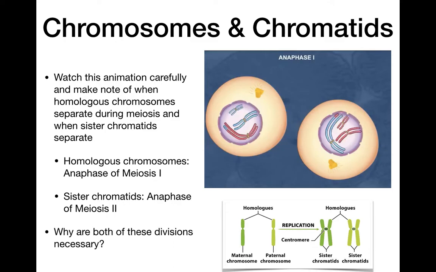Why do we have to divide twice? Why do we have to divide both times? Because our goal is haploid with a single chromatid. We want only one chromatid to make sperm or eggs that are haploid, and they can come together to make a diploid zygote.